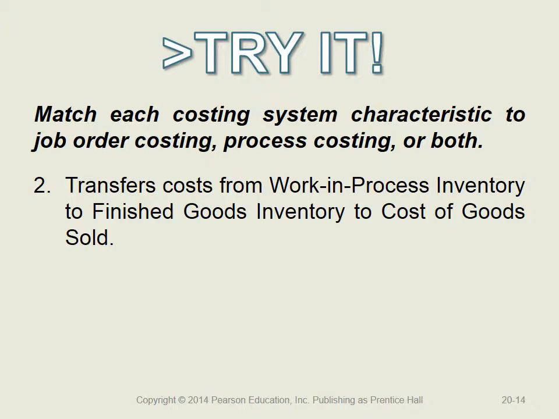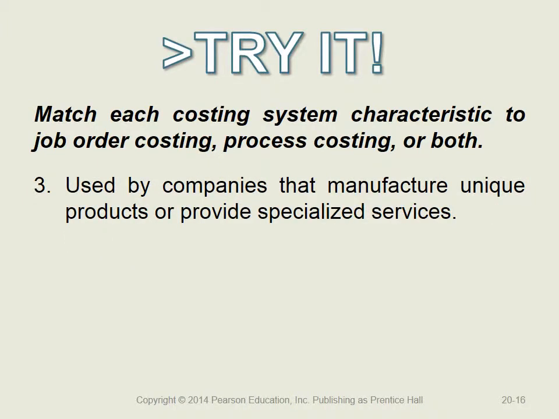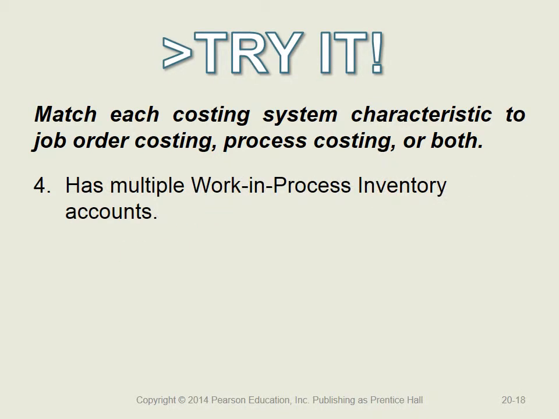Number 2. Transfers costs from work in process inventory to finished goods inventory to cost of goods sold. Both. Number 3. Used by companies that manufacture unique products or provide specialized services. Sounds like job order costing. Number 4 has multiple work in process inventory accounts. That sounds like process costing.